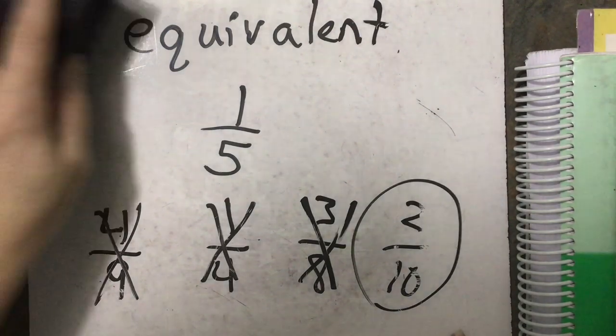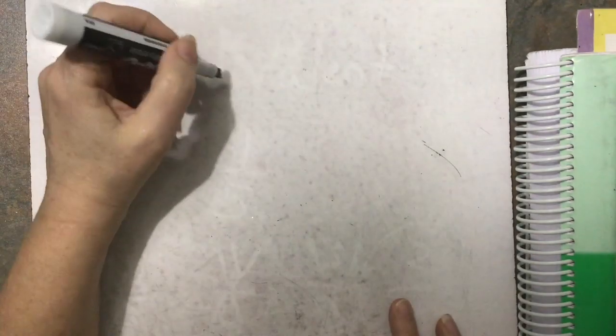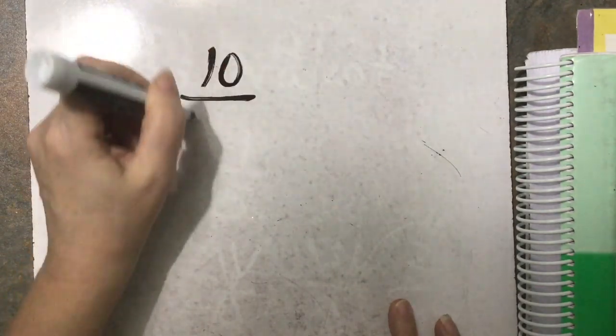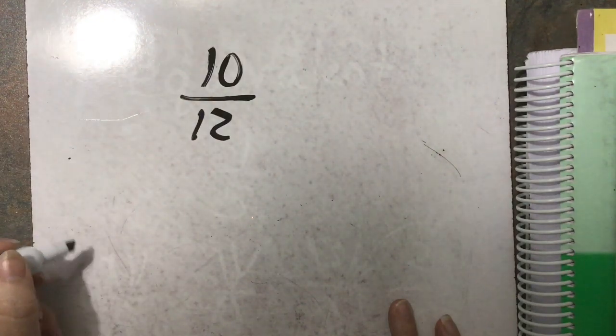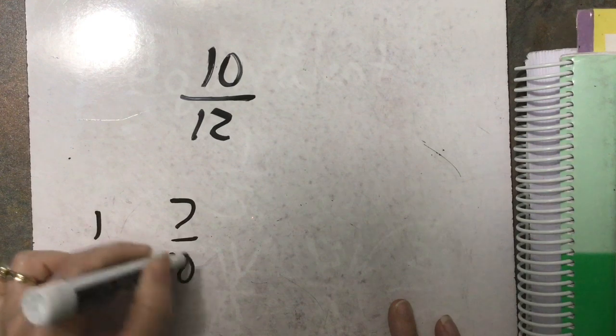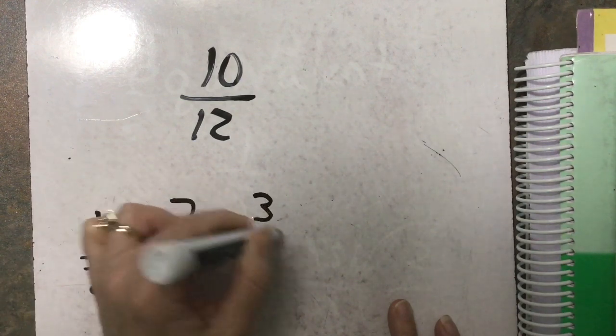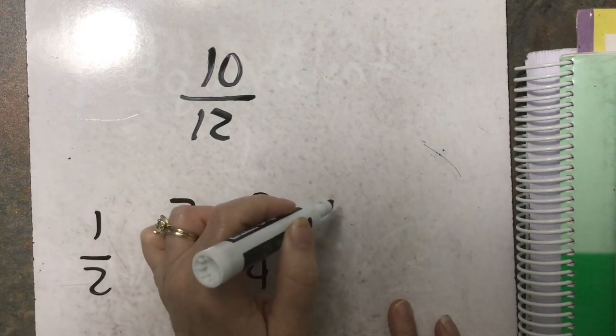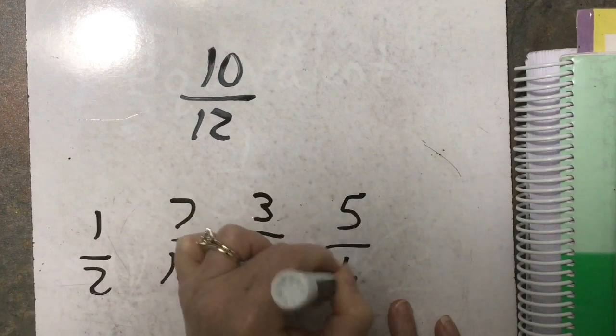Okay, the next one wants to know what is equivalent to 10/12. So our fraction this time we're working with is 10/12. And our answer choices are 1/2, 7/10, 3/4, and 5/6.